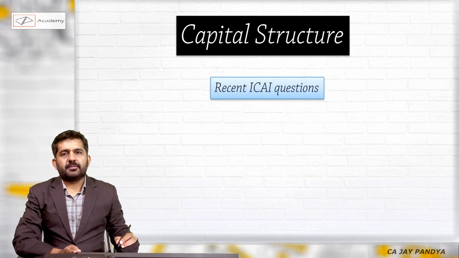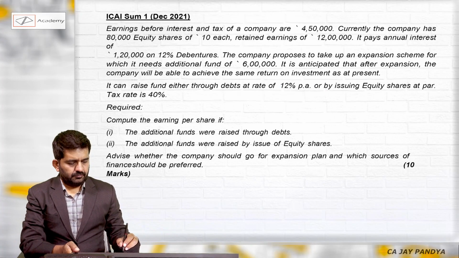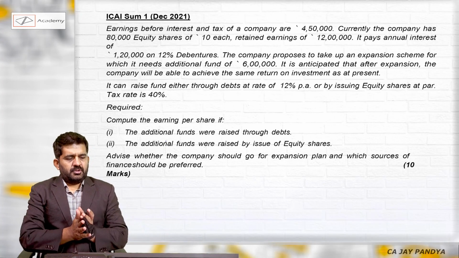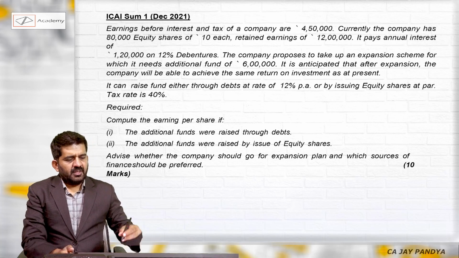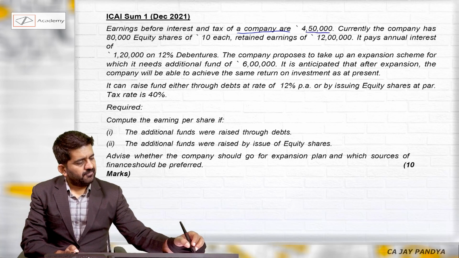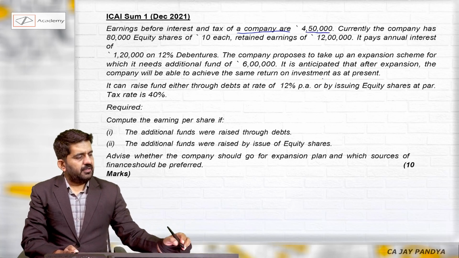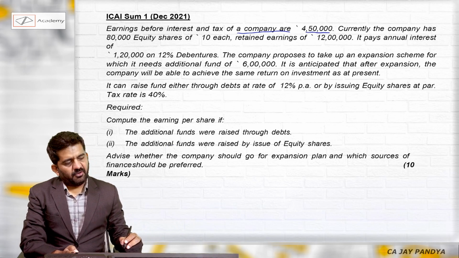Let us solve some recent ICAI questions of capital structure. Sum number 1, this question was asked in December 2021 for 10 marks. Earning before interest and taxes of the company are 4,50,000. This is the EBIT. Currently, the company has 80,000 equity shares of 10 each, retained earnings of 12 lakhs.